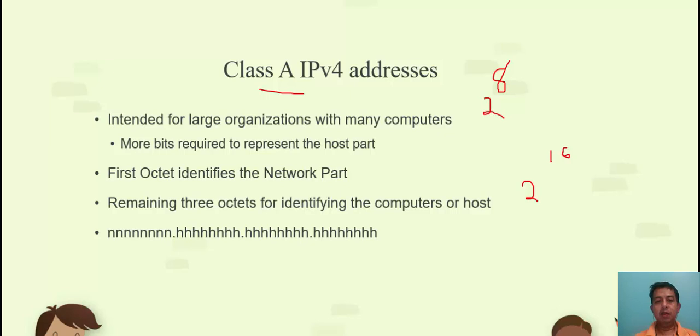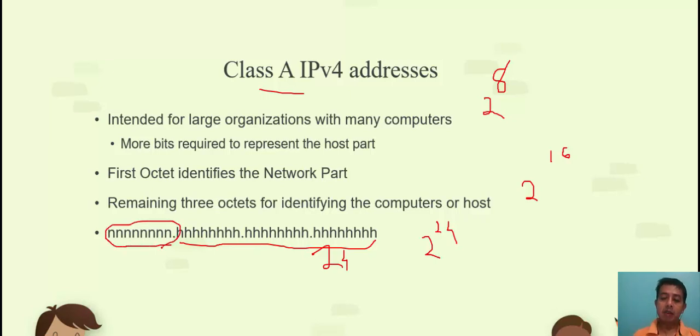So what they did is they reserved 3 octets. 3 octets means 24 bits. They reserved 24 bits for the host part. That means an organization which uses a class A address can connect 2 to the power 24 computers in its network. And the first 8 bits were used for the network part. That means the first 8 bits, or the first octet, will indicate the network ID, and the remaining 24 bits will indicate the host ID for a class A address.